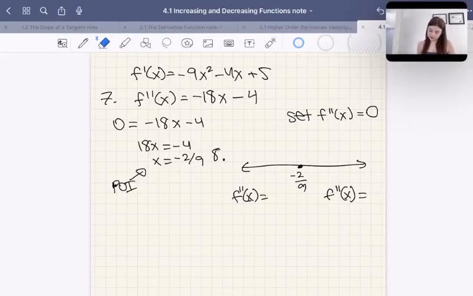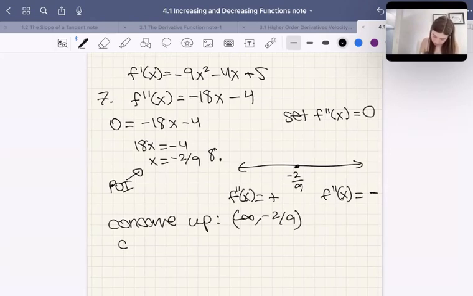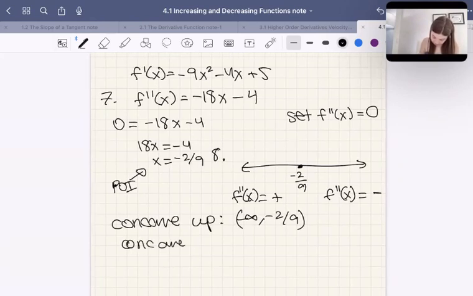Sorry, so as I was saying, it's going to be something positive over here, and it's going to be something negative over here. So therefore, we have a point of inflection here, and over here it's concave up from negative infinity up to negative 2 over 9. And then it's concave down. Sorry, the handwriting's a little messy there, but it's concave down from negative 2 over 9 up to infinity. Awesome. So there we go.